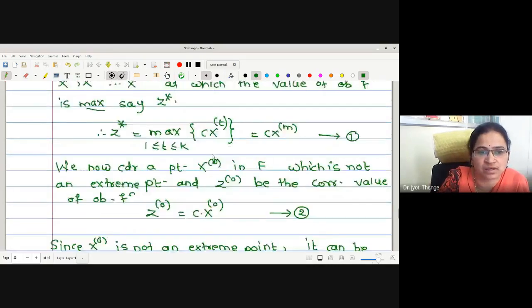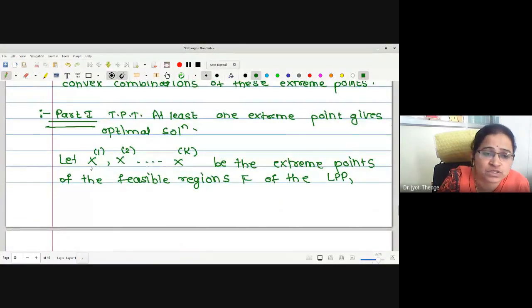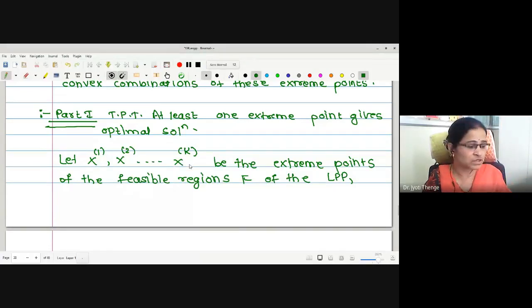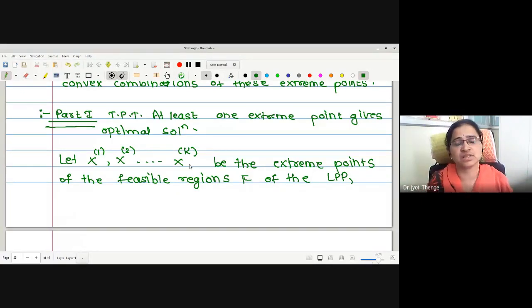Now what is asked in the second part? It was given that if the optimal solution occurs at more than one extreme point, then the value of the objective function will be the same for all convex combinations of these extreme points. Suppose there are 10 extreme points, and out of them 5 extreme points give us the same maximum value of the objective function. Then we want to show that if I take the convex combination of these 5 extreme points, the value of the objective function is going to remain the same.